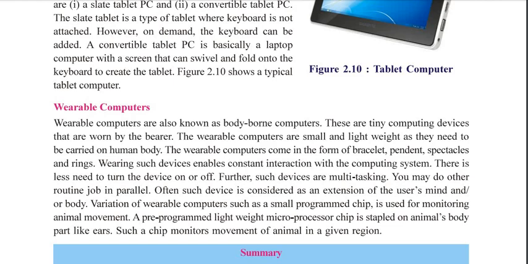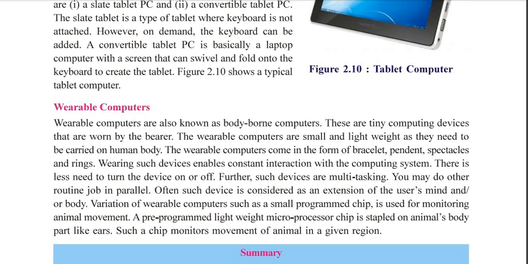A pre-programmed lightweight microprocessor chip is stapled on an animal's body part like the ears. Such a chip monitors the movement of an animal in a given region. So they put a chip in an animal, on their ears, so wherever they are, we can easily find them. Like in a zoo, they have a chip in their animals, so if an animal runs away, they can easily find where the animal has gone.